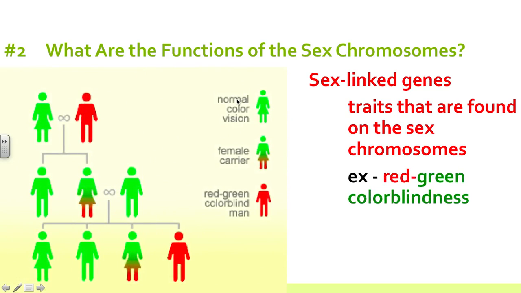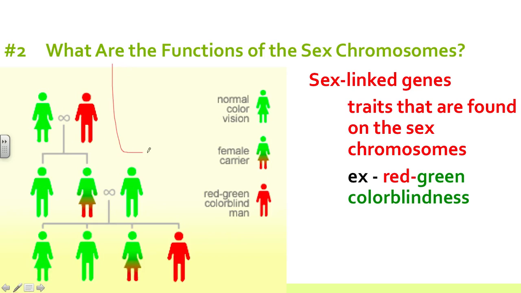Okay, let's look at the key here. This means a normal female, this means a female carrier, and this is a man that is colorblind, right? He has red-green color blindness. And so let me just quickly show you how this works with a quick Punnett square.